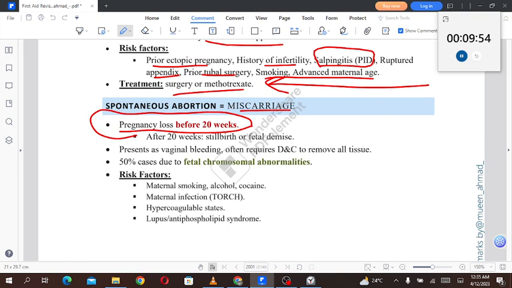Present as vaginal bleeding, often requires D and C to remove all the tissue. It is dilation and curettage. So dilation and curettage can be required for the complete removal of all the tissues. 50% of the cases are due to fetal chromosomal abnormalities. Risk factors include maternal smoking, alcohol, cocaine, maternal infection, for example TORCH infection, hypercoagulable states, and lupus and antiphospholipid syndromes.